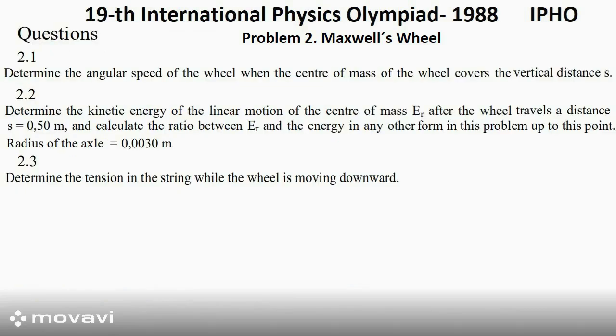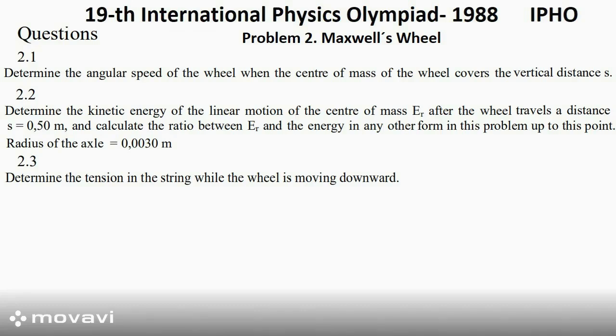Questions. Question 1. Determine the angular speed of the wheel when the center of mass of the wheel covers the vertical distance s. Question 2. Determine the kinetic energy of the linear motion of the center of mass, E_r, after the wheel travels a distance s equals 0.5 meters, and calculate the ratio between E_r and the energy in any other form in this problem up to this point. Radius of the axle equals 0.003 meters.